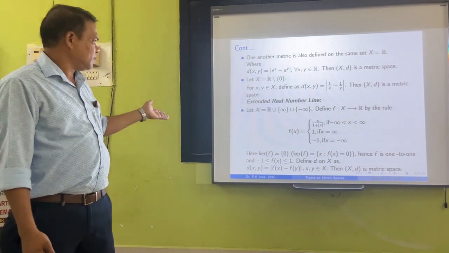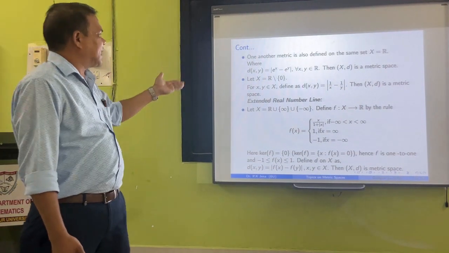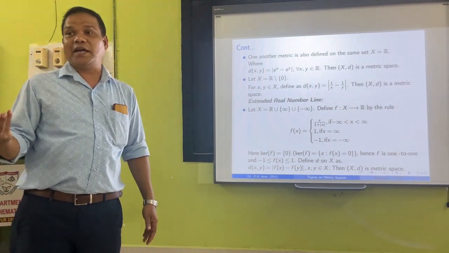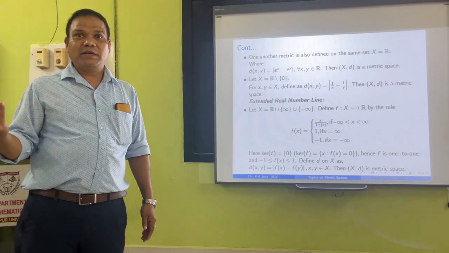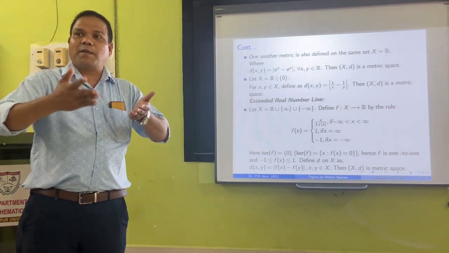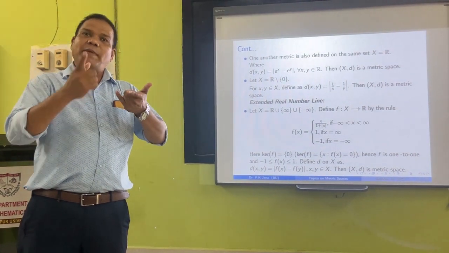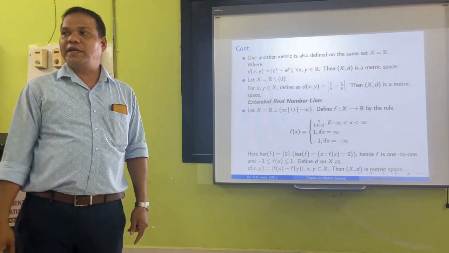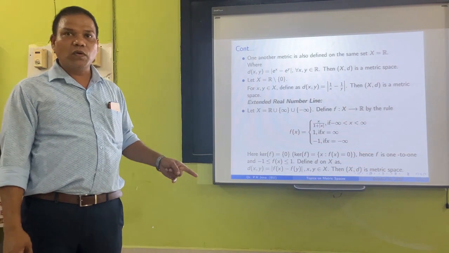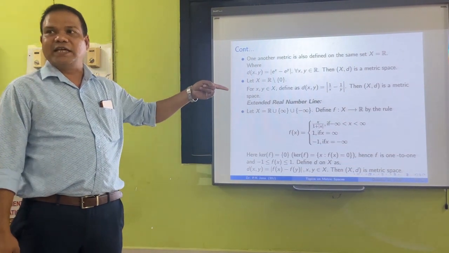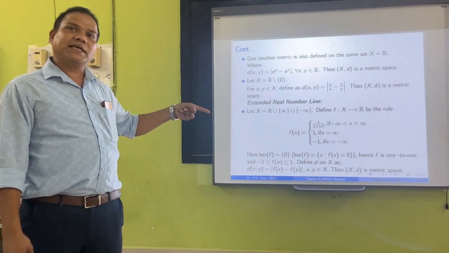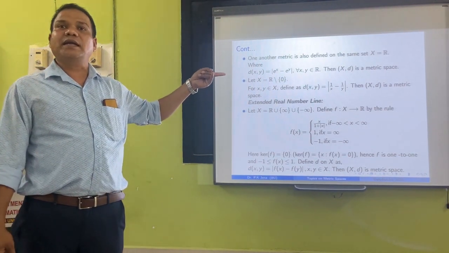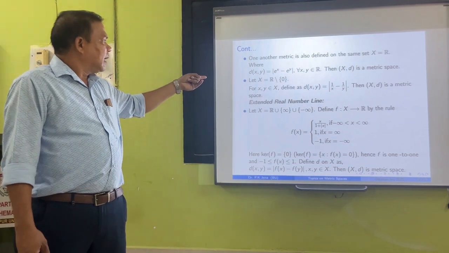Here, coming to the extended real number line, in R we do not have infinity and minus infinity. We have the open interval of real numbers lying between minus infinity and plus infinity, not including minus infinity and infinity. If you include minus infinity and infinity, what will the corresponding metric be that you can define on the extended real number system, or extended real number line?